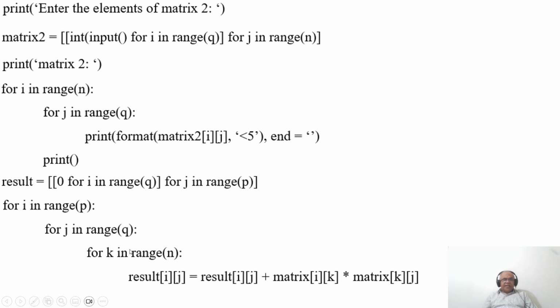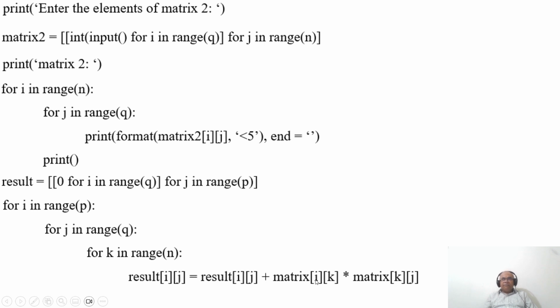Similarly for k in range n, because we have the elements to be multiplied, result of ij is equal to result of ij plus matrix 1 of i into k. So that is p into n cross n into q. That is what we wanted to do.